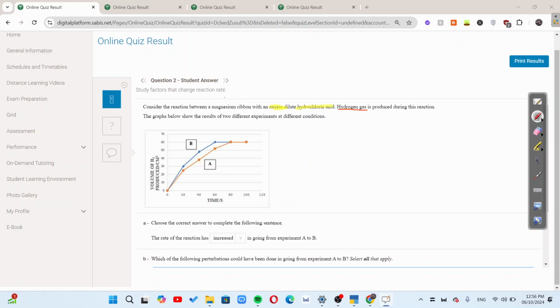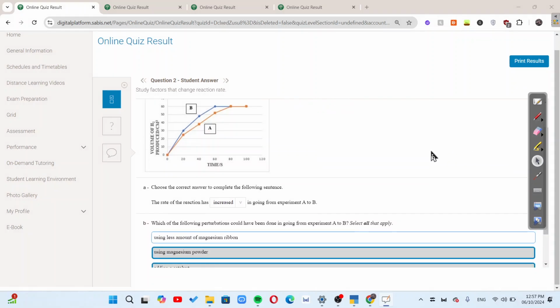Why do we need to take care of what it is? It's because we know that the limiting reagent affects the graph. Whenever you change the limiting reagent, you're going to change where the graph ends. So the rate of the reaction is increased when we're going from A to B. If you're going from a lower point to a higher point, if you're shifting up, but they're ending at the same point, the rate of your reaction has increased. That makes sense. Now let's see part B.